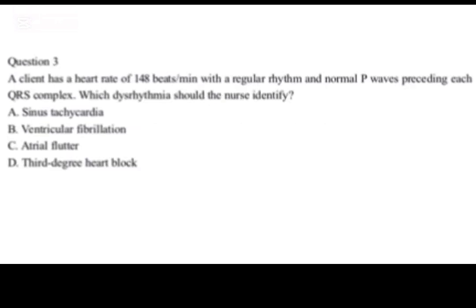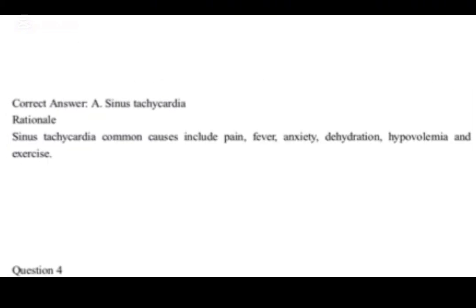Question 3. A client has a heart rate of 148 beats/min with irregular rhythm and normal P waves preceding each QRS complex. Which dysrhythmia should the nurse identify? A. Sinus tachycardia. B. Ventricular fibrillation. C. Atrial flutter. D. Third-degree heart block. Correct answer, A. Sinus tachycardia. Rationale. Sinus tachycardia common causes include pain, fever, anxiety, dehydration, hypovolemia, and exercise.